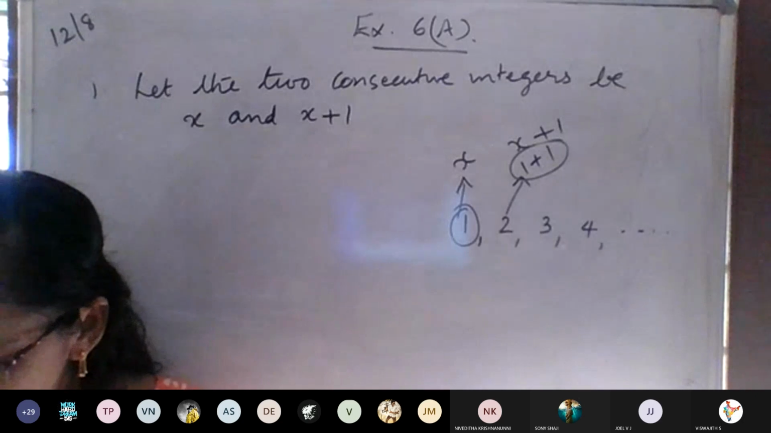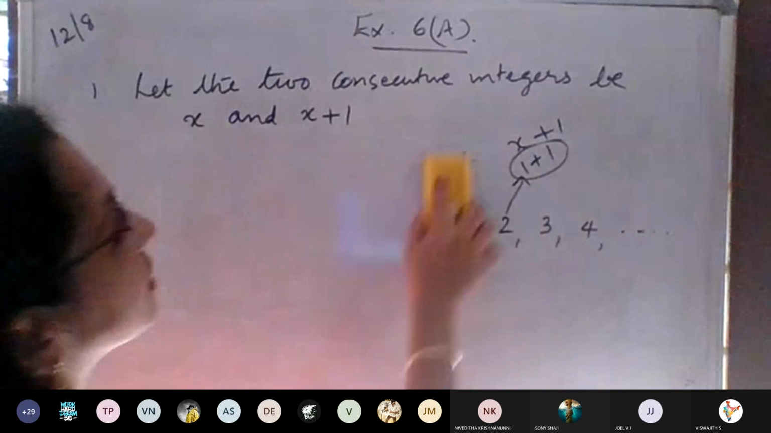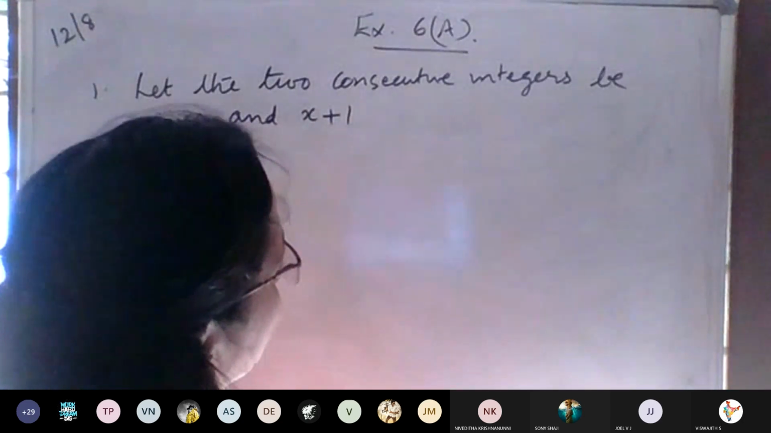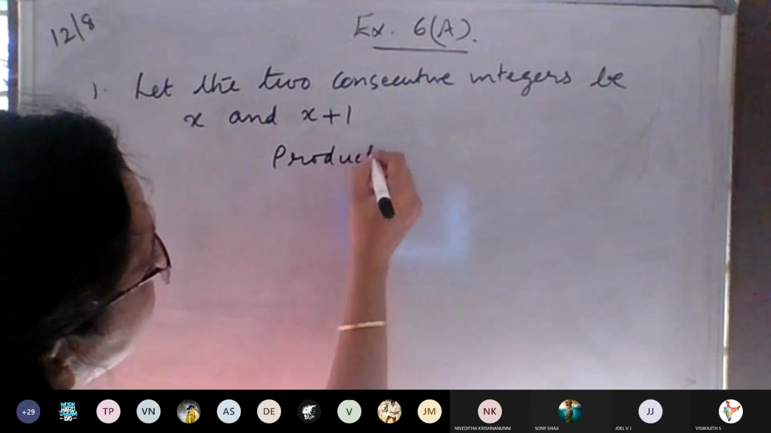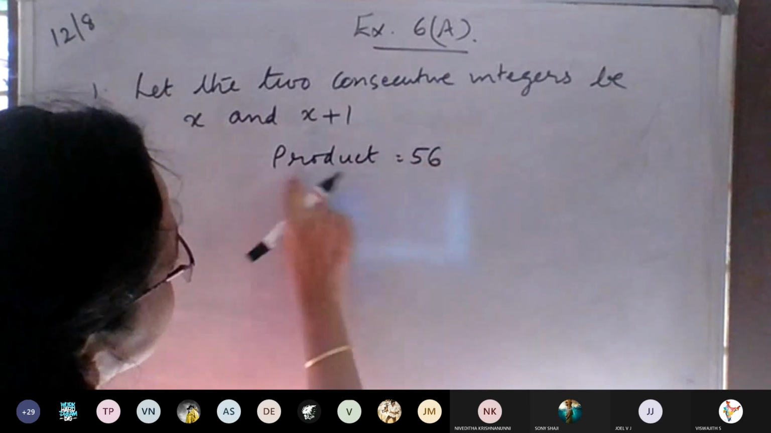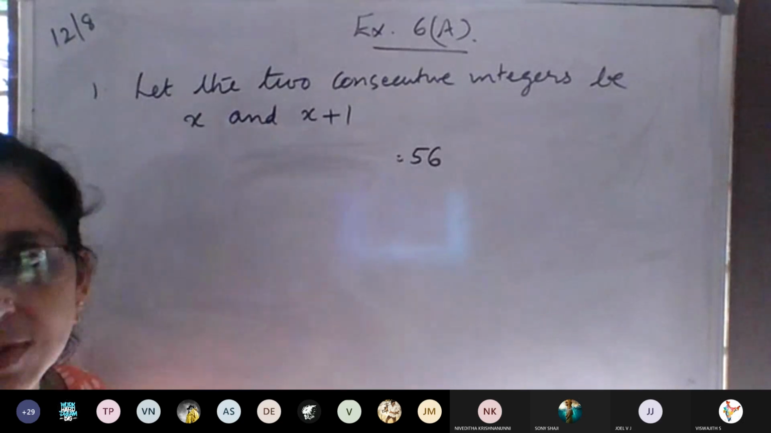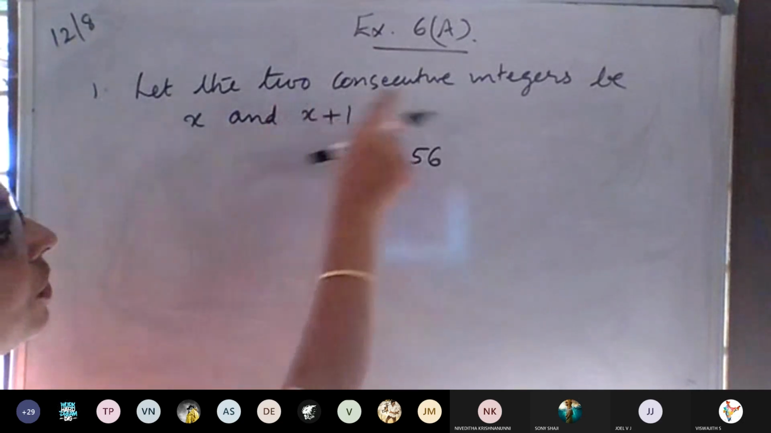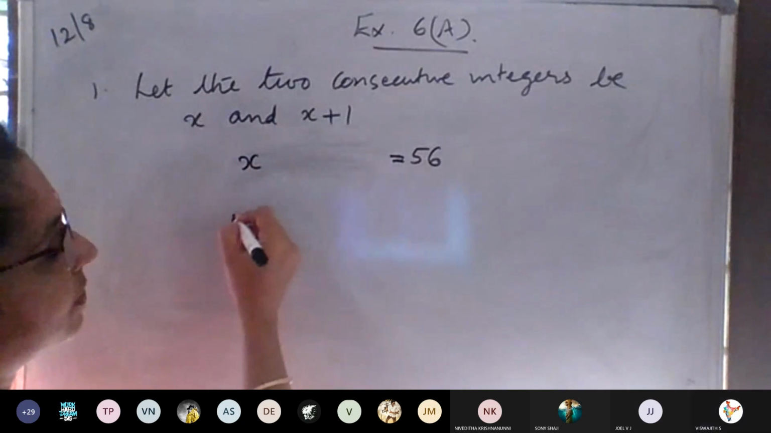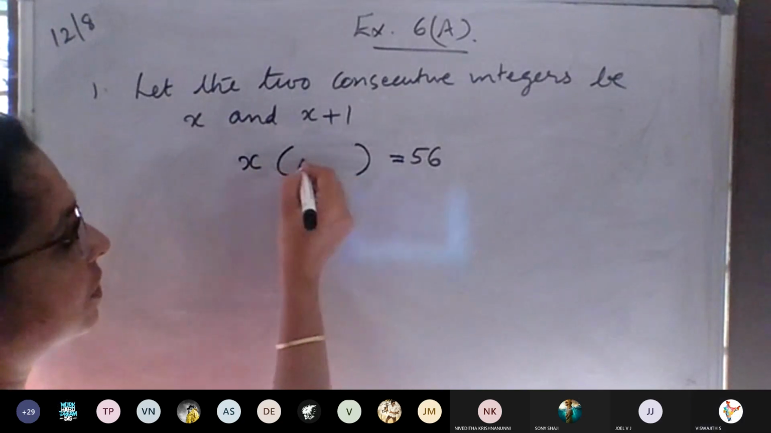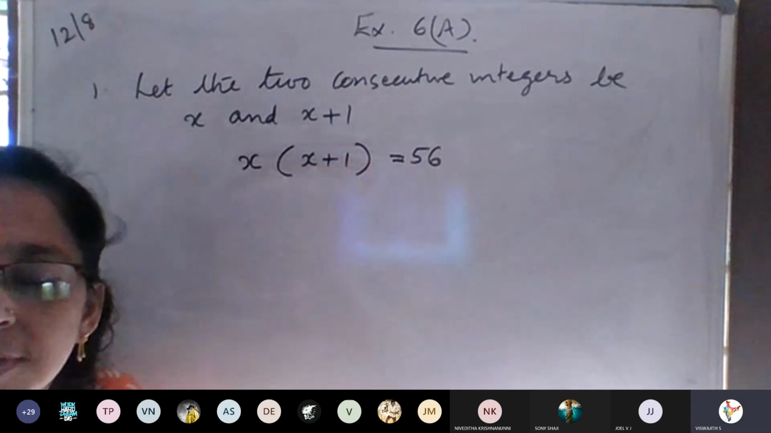Product of two consecutive integers is 56 means, how can we write? The two integers we assumed are x and x plus 1, so their product is given as 56. Instead of this product, we can replace it with the product of the two consecutive integers, x and x plus 1. So x into x plus 1 is equal to 56.